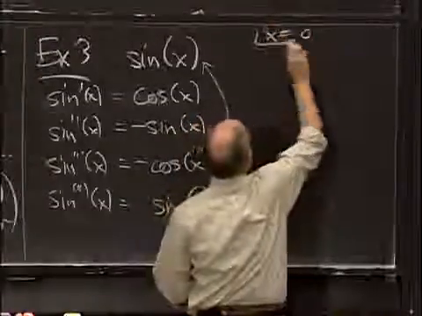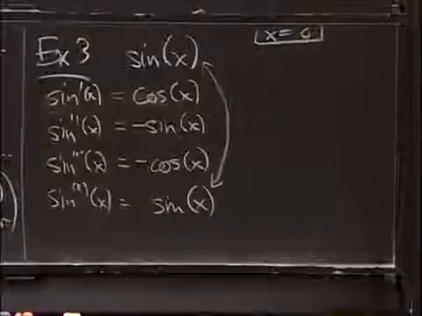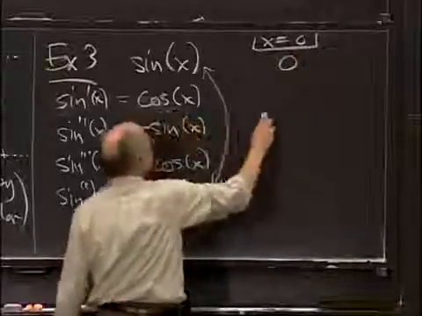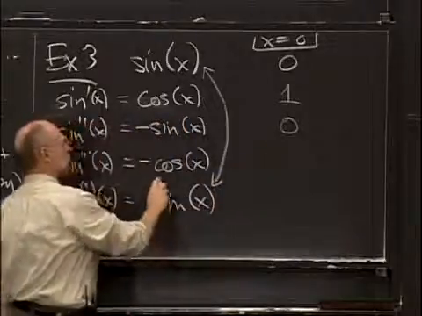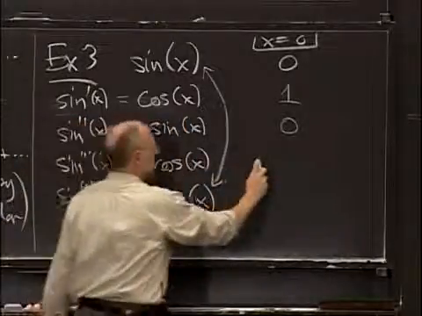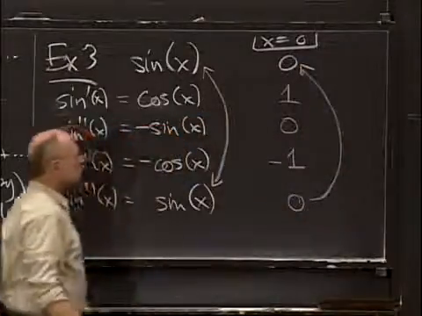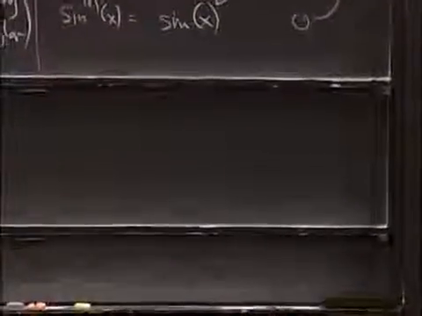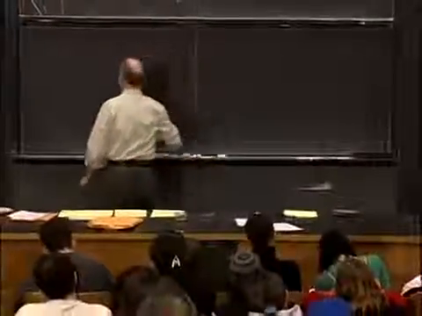Now, Taylor's formula says I should now substitute x equals 0 into this and see what happens. So let's do that. When x is equal to 0, the sine is 0. The cosine is 1. The sine is 0, so minus 0 is also 0. The cosine is 1, but now there's a minus 1. And now I'm back where I started. And so the pattern will repeat. Okay? So the values of the derivatives are all zeros and plus and minus ones, and they go through that pattern, fourfold periodicity, over and over again.